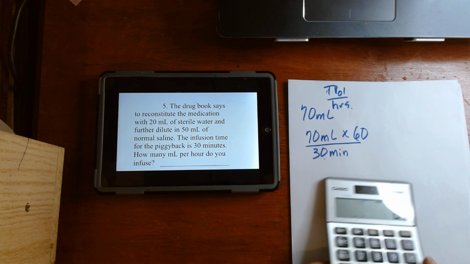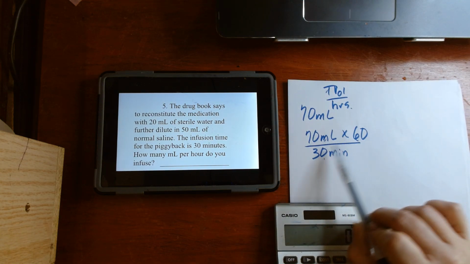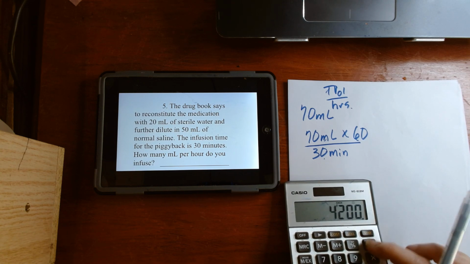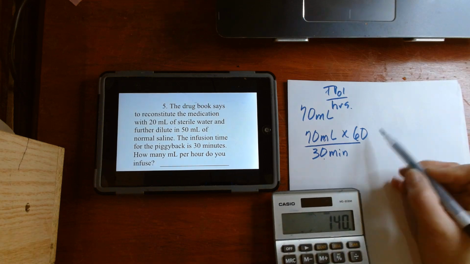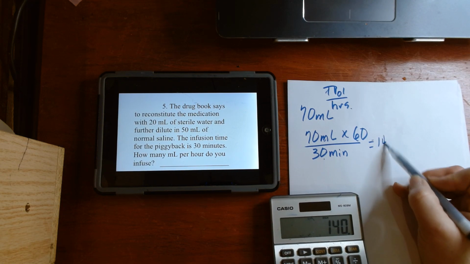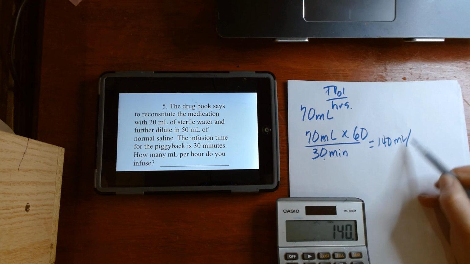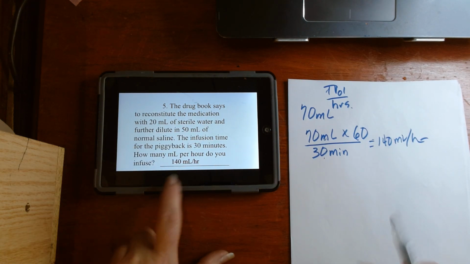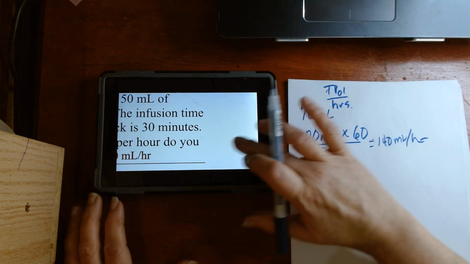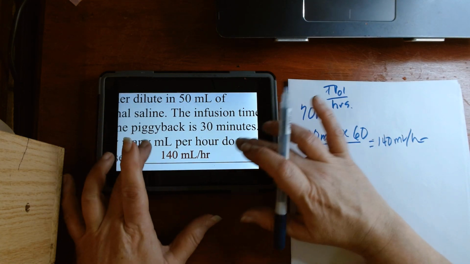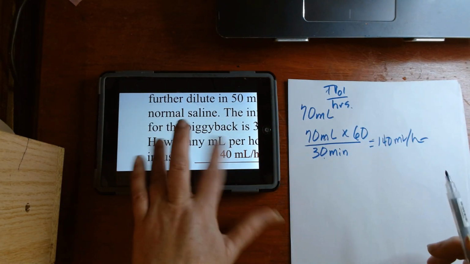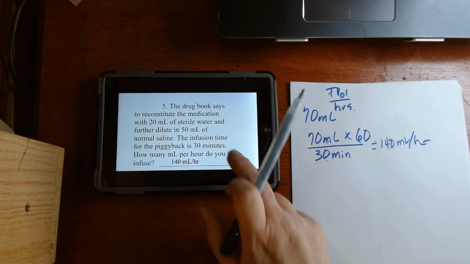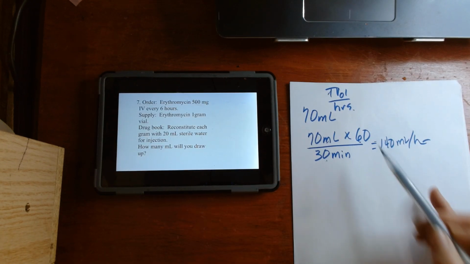Okay, so then we're going to do the math. This times that divided by that. 70 times 60 divided by 30 will be 140 milliliters per hour. I can't hardly write today. Look at that. You see that? We saved them. Whenever you have to do milliliters per hour and it is less than 60 minutes, just multiply it times 60.